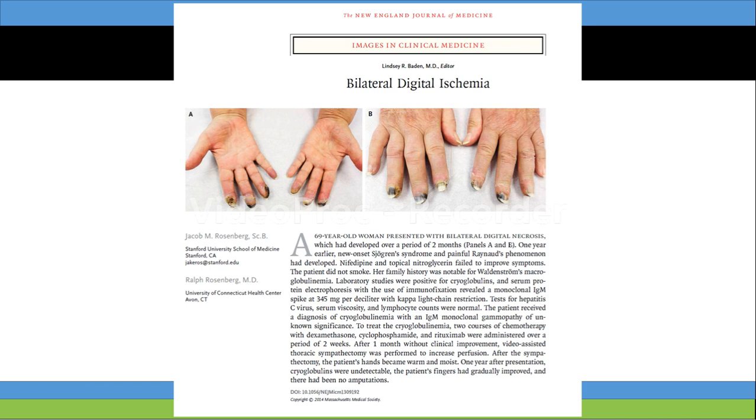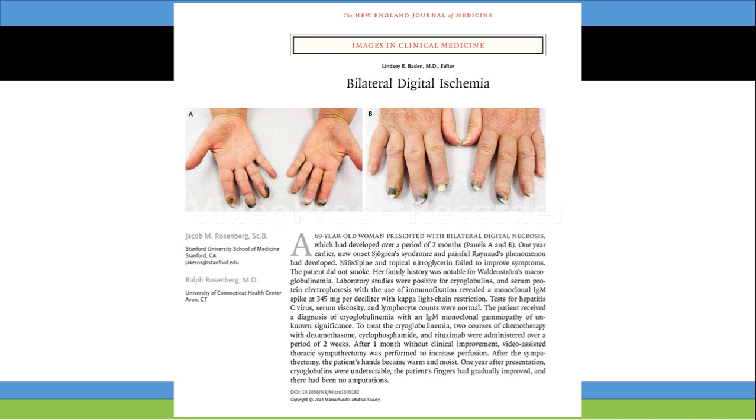Apart from that, here is another image in clinical medicine from the New England Journal of Medicine. It is titled Bilateral Digital Ischemia. I'm not a dermatologist, and once I was presenting this in a lecture, a dermatologist stood and asked what's so important and unique about this case report. I said that honestly speaking, I'm not clear what's so unique, but there's something so important and unique about this case report of bilateral digital ischemia that NEJM decided to publish it in their journal.